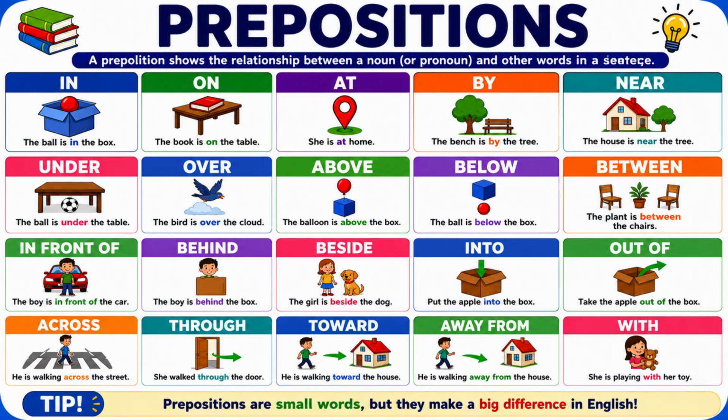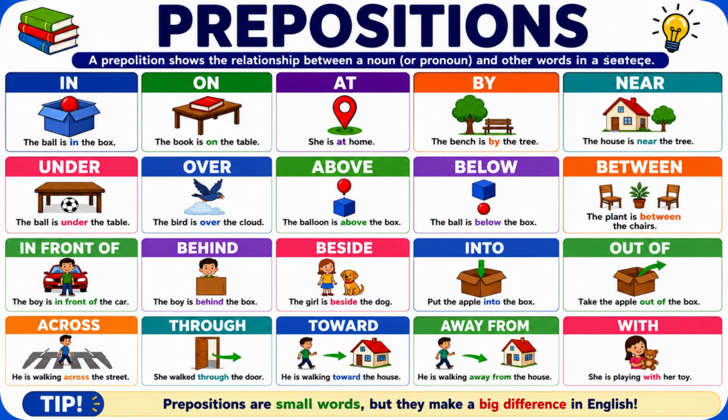4. By. By means next to or very close to something. Example: the bench is by the tree. 5. Near. Near means not far from something. Example: the house is near the tree. 6. Under. Under means below something. Example: the ball is under the table.